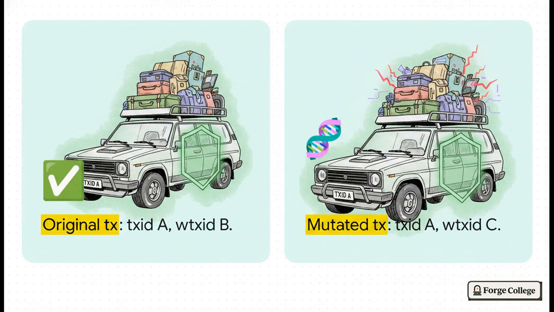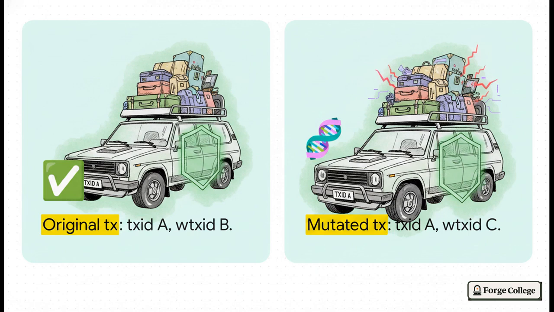In our original transaction, we had a primary ID, let's call it txid-A, and a witness ID, wtxid-B. After we deliberately flipped a byte, our mutated transaction has a brand new witness ID, C, because the signature data changed. But the core transaction ID, txid-A, remains completely 100% identical. Even after altering the witness data, the core license plate of our transaction didn't flinch.